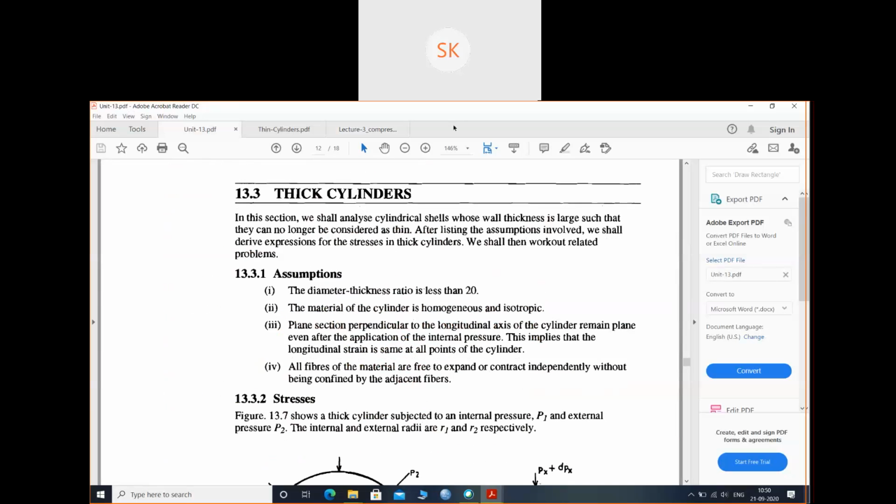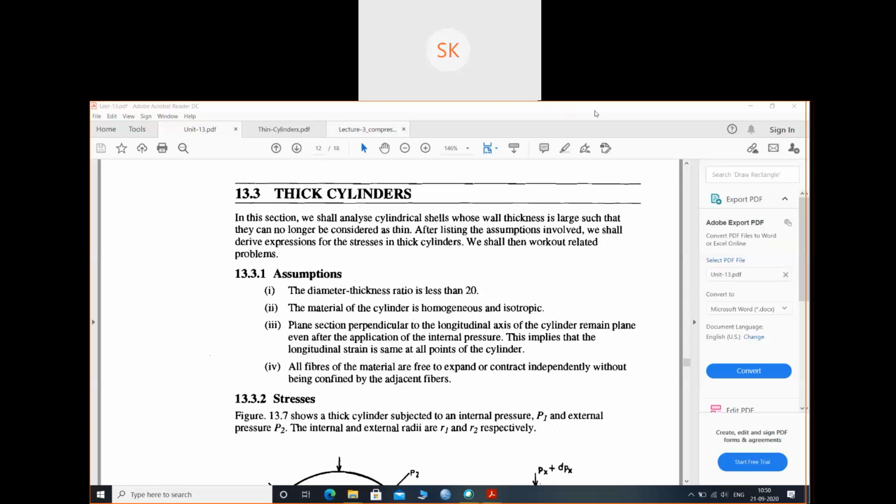Next, let's move to thick cylinders. We have discussed what thin cylinders are and what thick cylinders are. In this section, we'll analyze cylindrical shells whose wall thickness is large, such that they can no longer be considered thin. After listing the assumptions involved, we shall derive expressions for the stresses in thick cylinders. We shall then work out related problems.